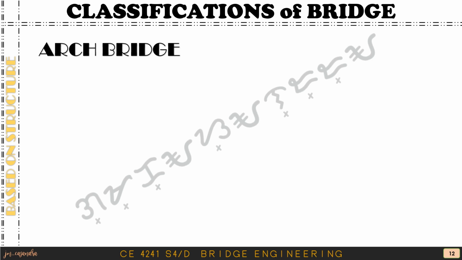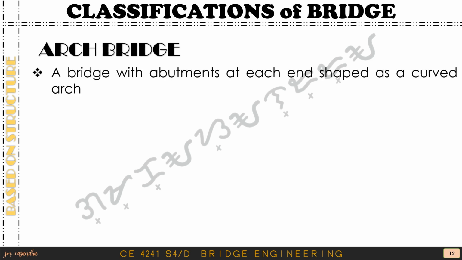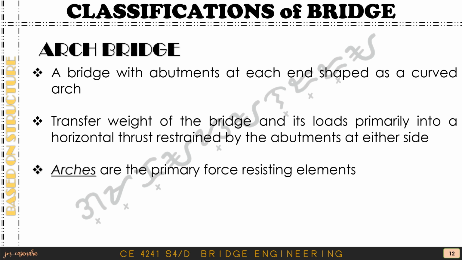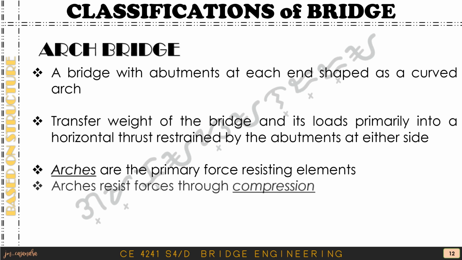So the first one is your arc bridge under structure. This is a bridge with abutments at each end that is shaped as a curved arc. Through the curved arc, this would transfer the weight of the bridge and its load primarily into a horizontal truss that is restrained by the abutments at either side of the bridge. The arches would be the primary force-resisting elements, and the arches would basically resist force through compression.